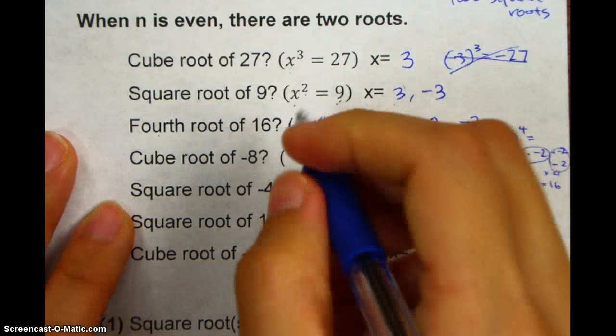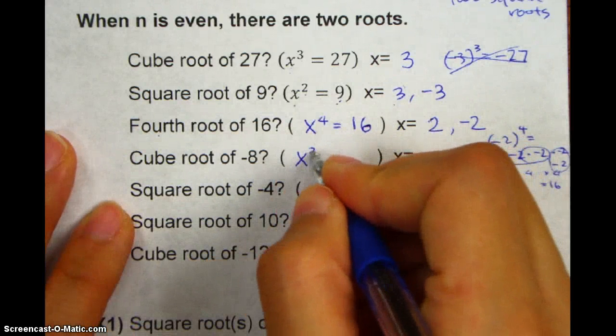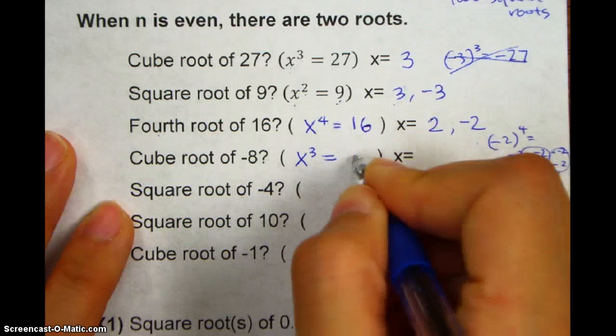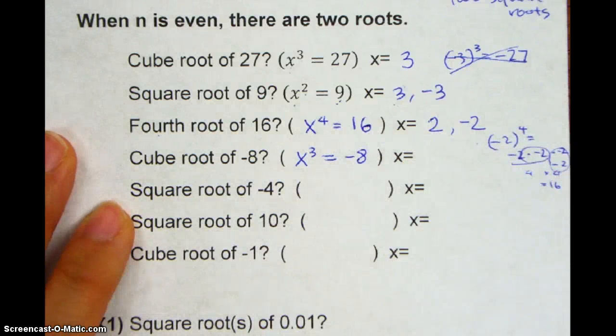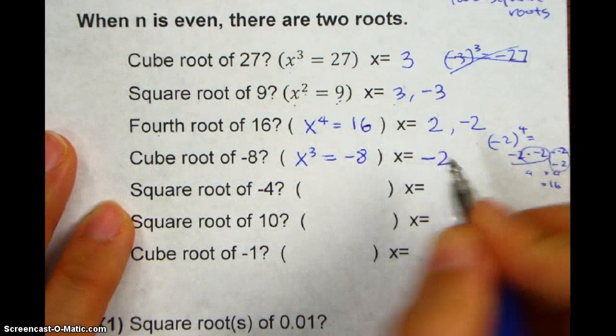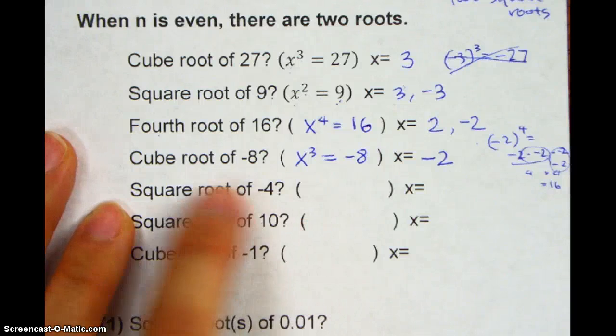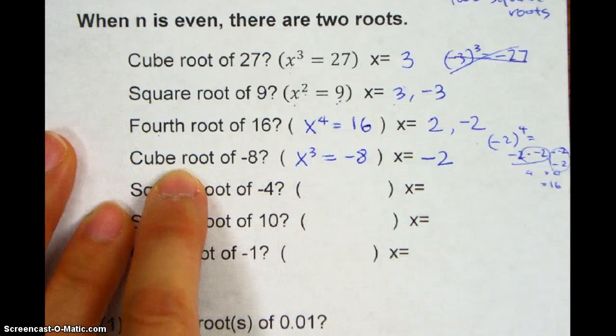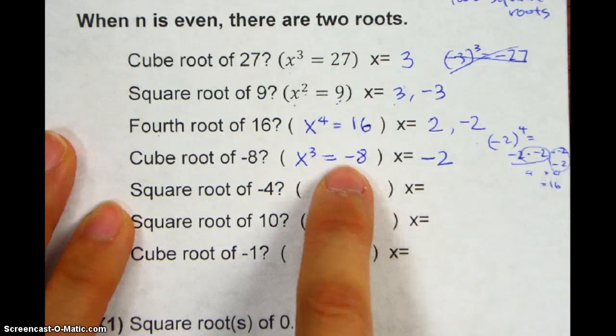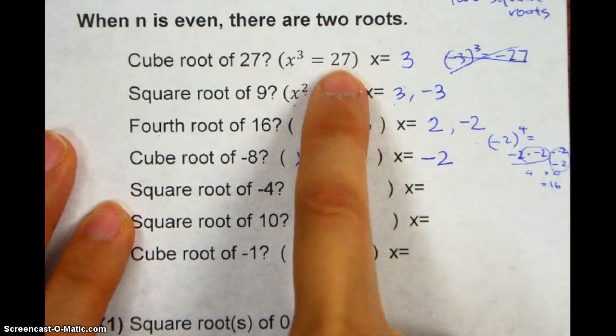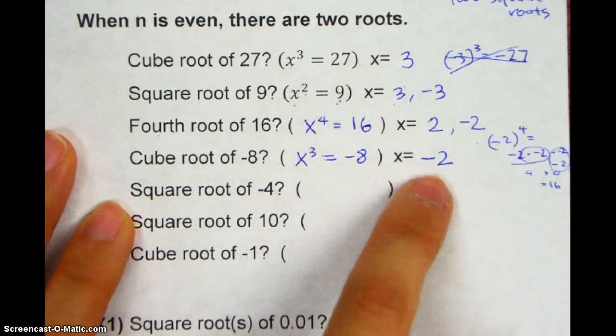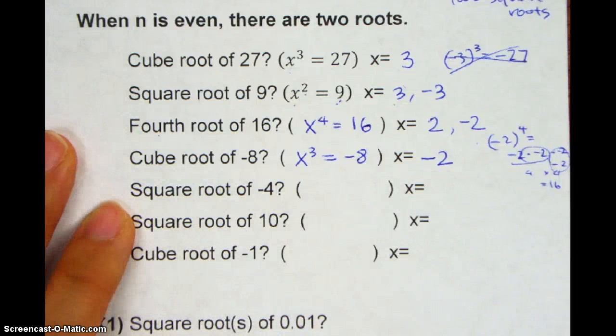Cube root of negative 8. So a number to the third power equals negative 8. That number is negative 2. See how when it's the odd root, then the sign is the same. Here it's positive and positive, negative and negative. And we only have one root.